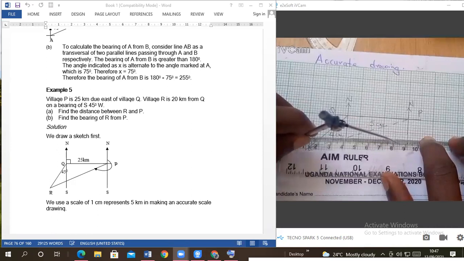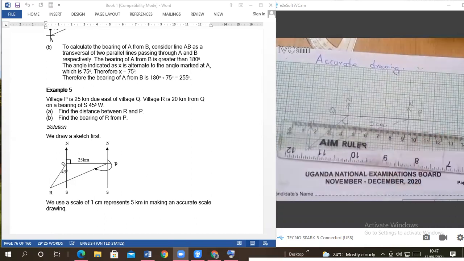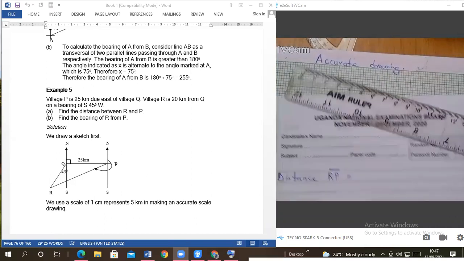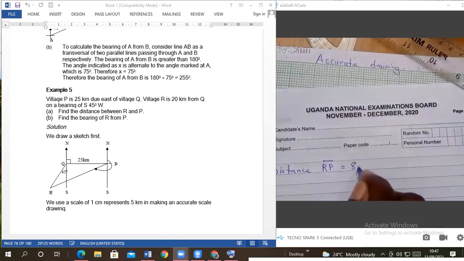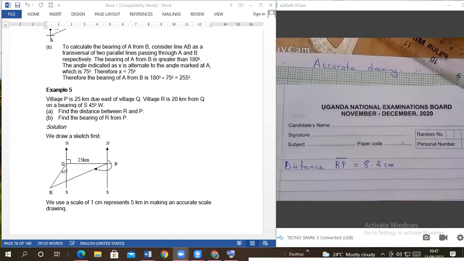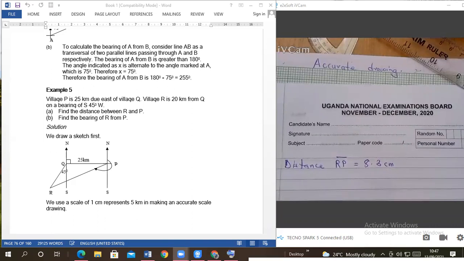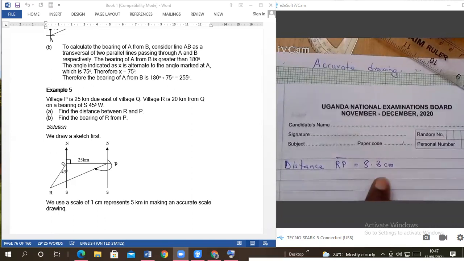What you are seeing there is 8.1... 8.3. 8 point what? 8.3 what? Centimeters. Now you don't live in centimeters. We are using centimeters only because we wanted to make the scale drawing.